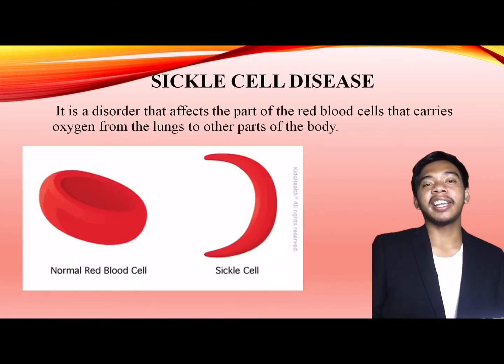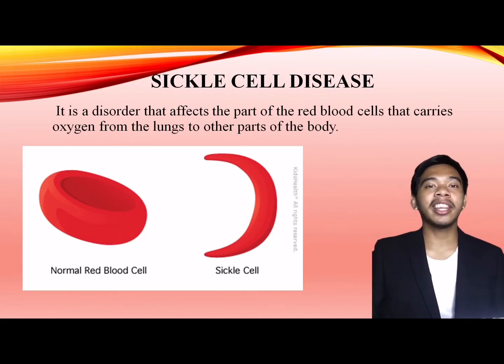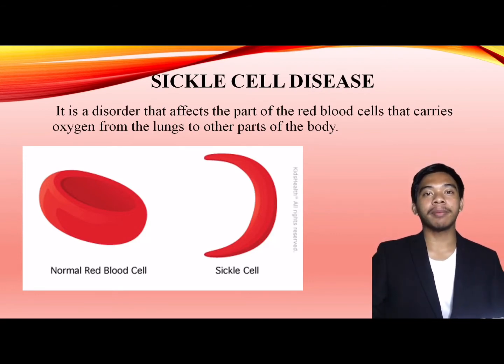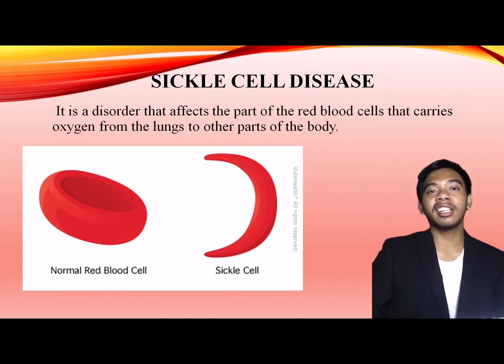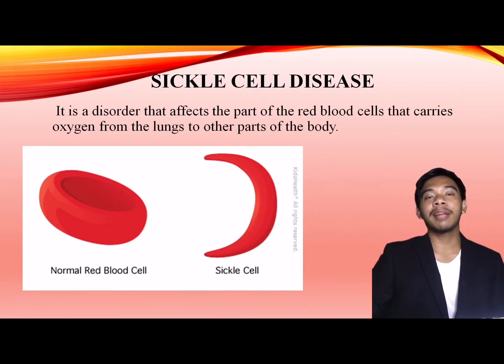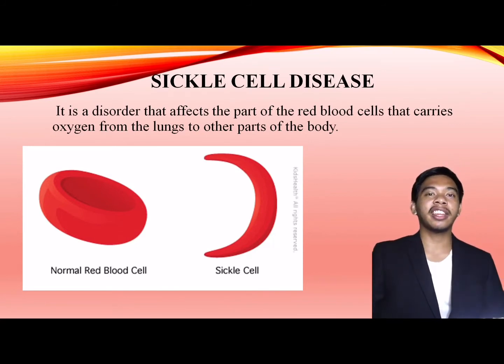Sickle cell disease. It is a disorder that affects the parts of the red blood cells that carry oxygen from the lungs to other parts of the body. The difference between normal red blood cells and sickle cell disease is the shape. Red blood cells are round and can be bent, unlike sickle cells, whose shape is crescent.